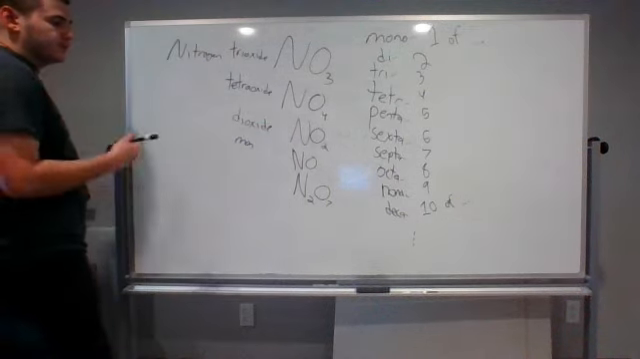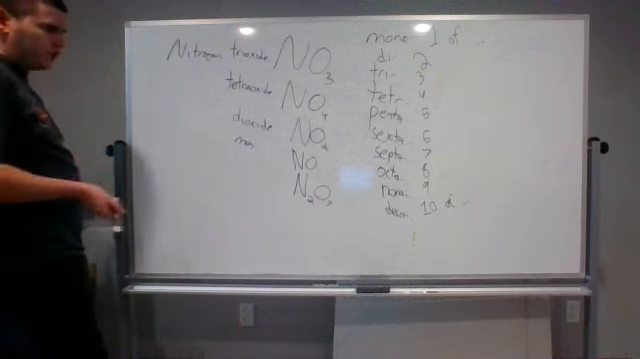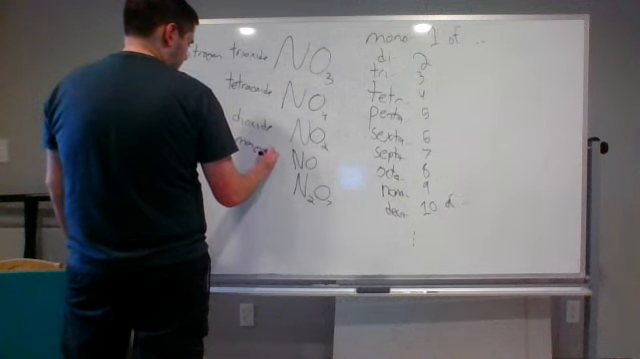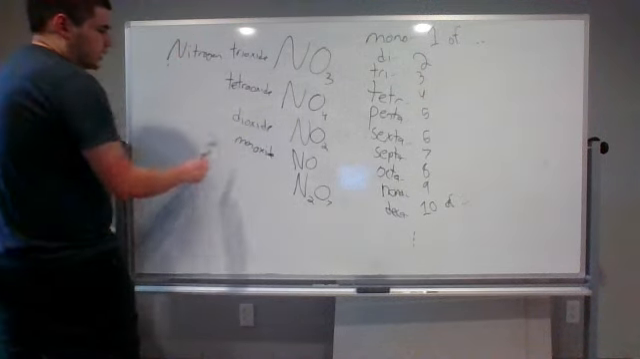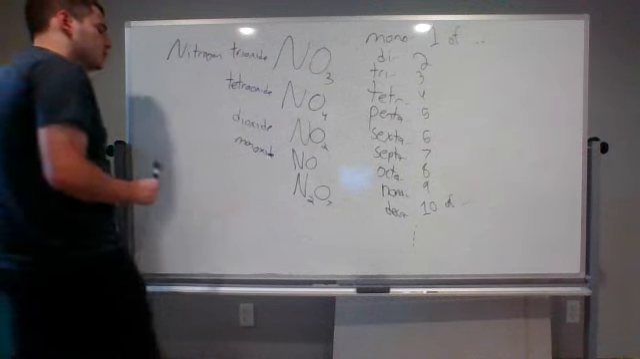With things like mono or octo, if the element name starts with a vowel, especially with oxygen, you'll see it. You don't have to put two O's. It's not monooxide, it's just monoxide. Carbon monoxide is a well-known one.